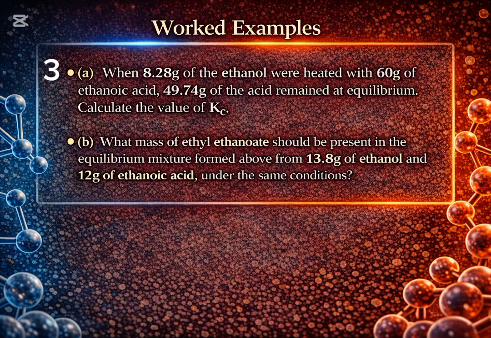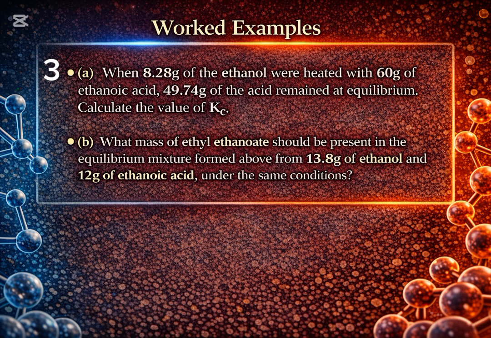Now let's look at example 3. A. When 8.28 gram of ethanol were heated with 60 gram of ethanoic acid, 49.74 gram of the acid remained at equilibrium. Calculate the value of Kc. B. What mass of ethyl ethanoate should be present in the equilibrium mixture formed above from 13.8 gram of ethanol and 12 gram of ethanoic acid under the same conditions?